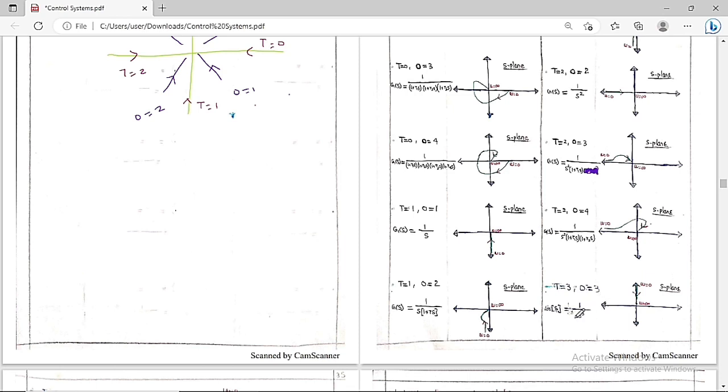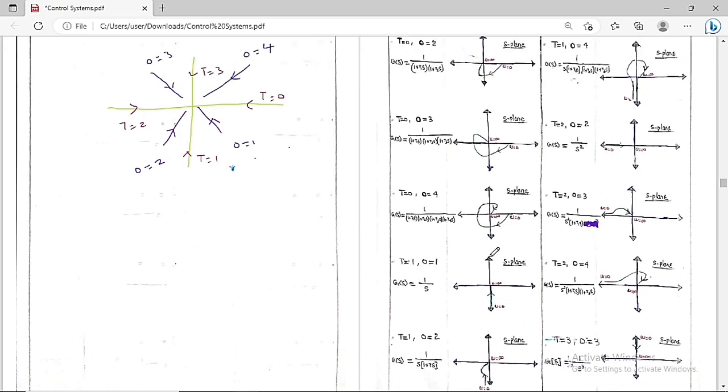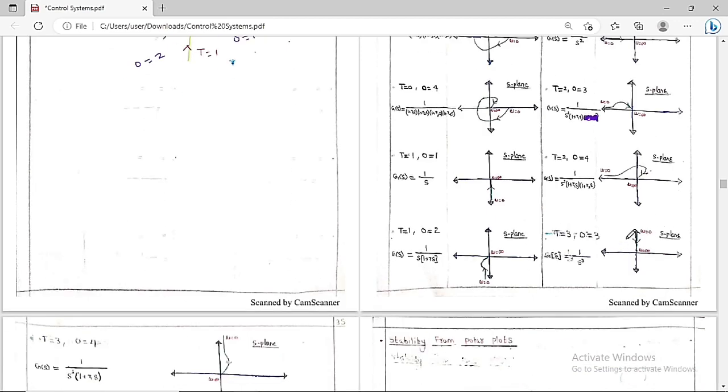So if you want to draw the polar plot for this open loop transfer function, the initial point is the type of system and the final point is the order of the system. So this is type 3 and order 3, which means we are going to get a straight line like this. So this is all about this one.